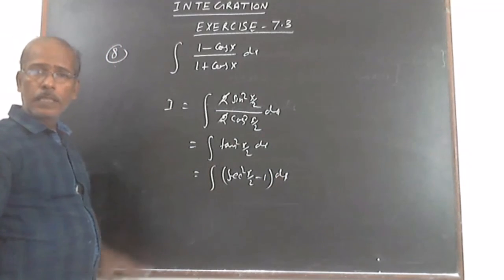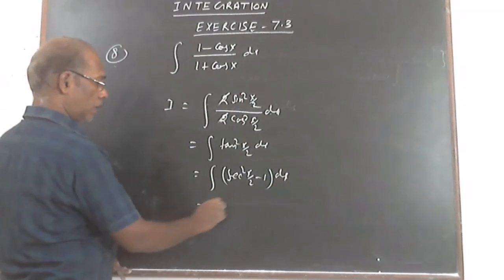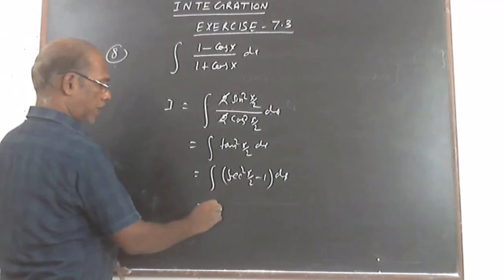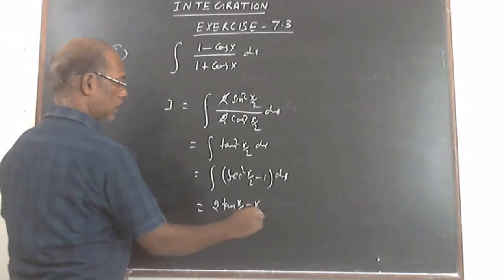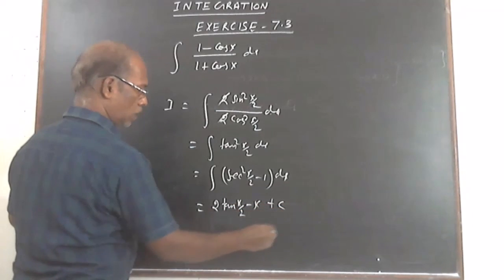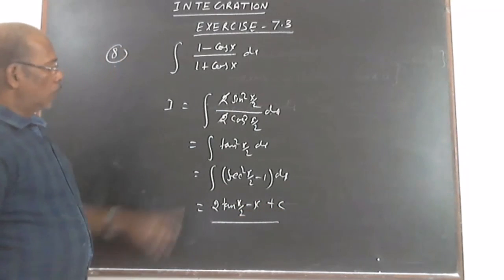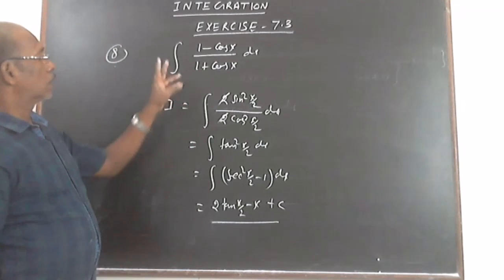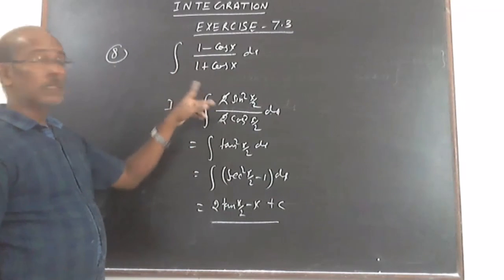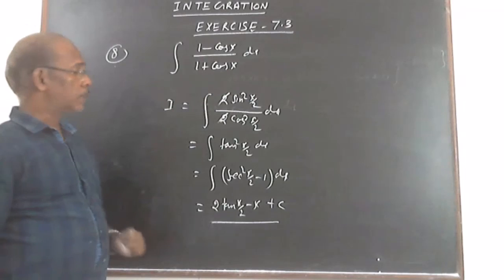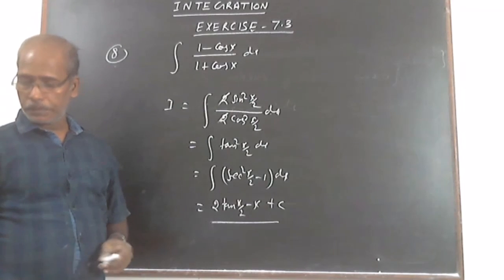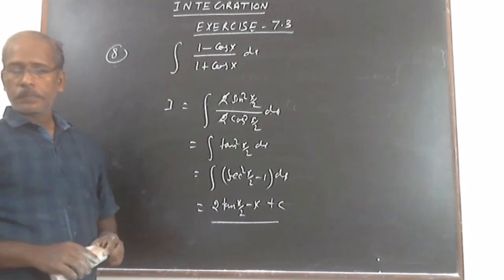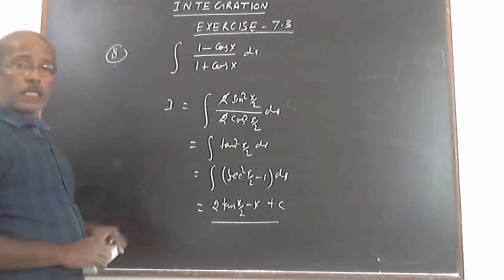Okay, now you can integrate. After integration, 2 times tan x by 2 minus x, with the integral constant. And take note of all this conversion, especially using trigonometric identities. And go through it. We'll move to question number 9.